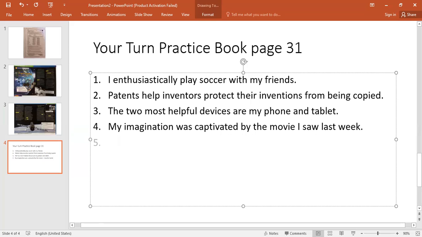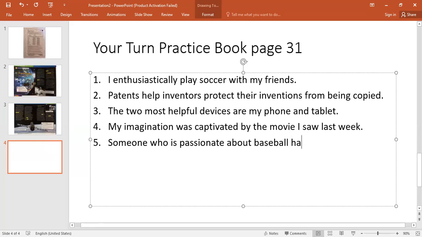Number five, how would you know if a person is passionate about baseball? We wrote, someone who is passionate about baseball has strong feeling for the game.